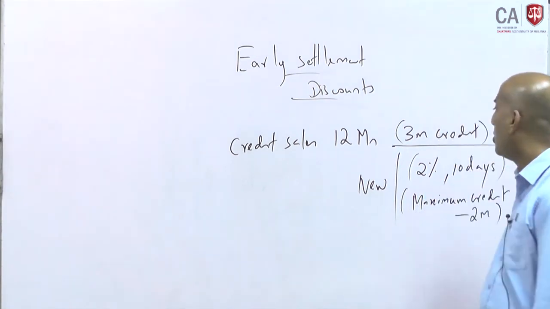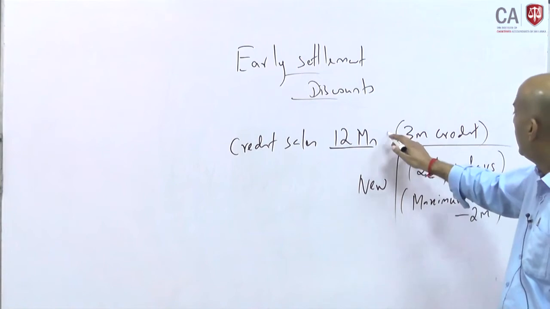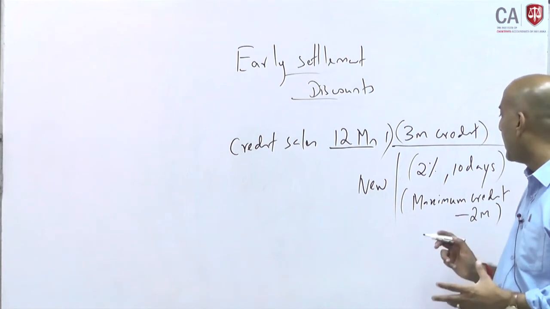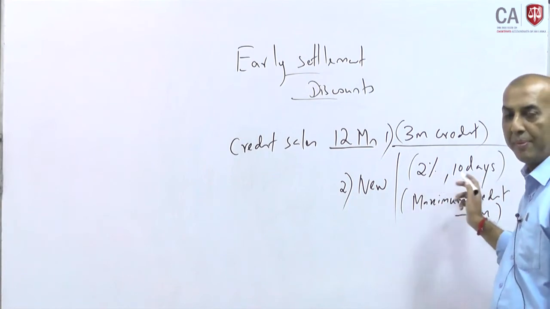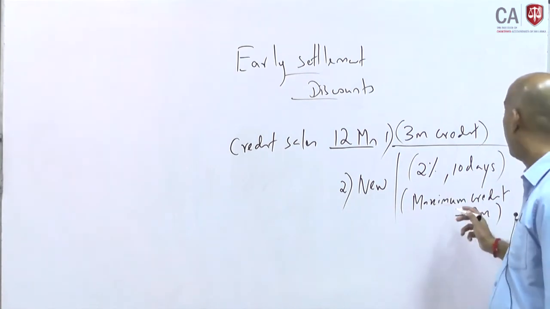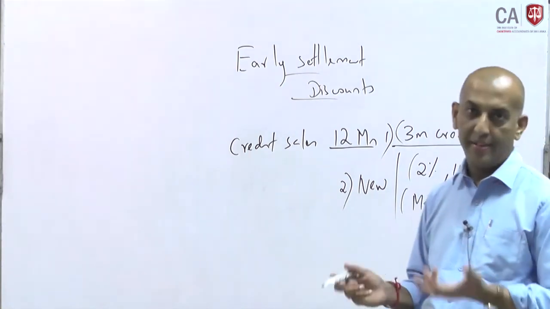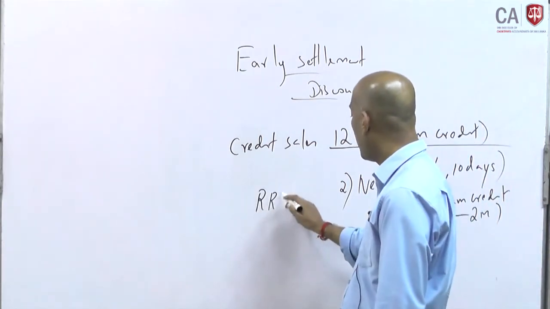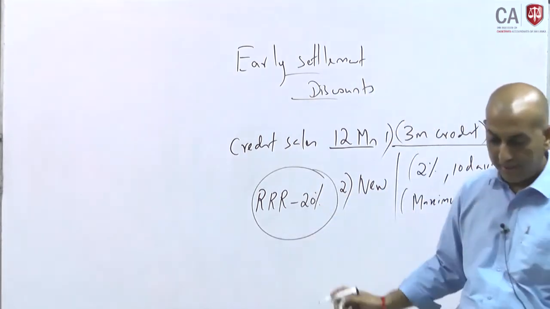So please note, you have annual credit sales of 12 million. Generally you give 1 month or 3 months credit period. So they are now thinking, there's a new proposal, we give you 2% discount to people who settle in 10 days. At the same time, maximum credit period we will give you is 2 months. So we need to evaluate whether it's worthwhile or not. And they say the required rate of return of the investor is 20%.